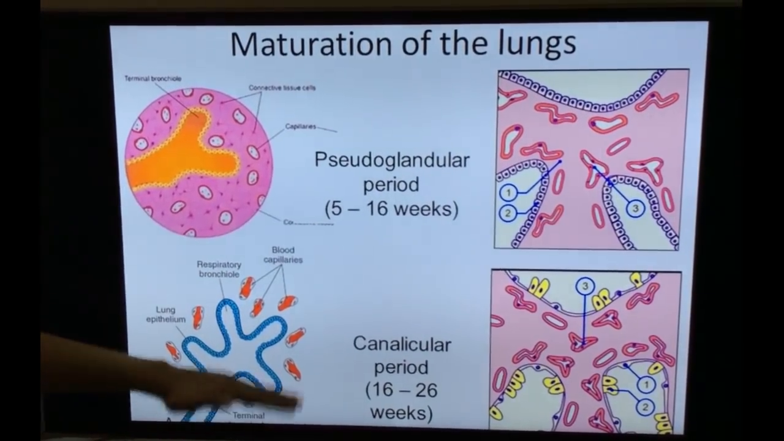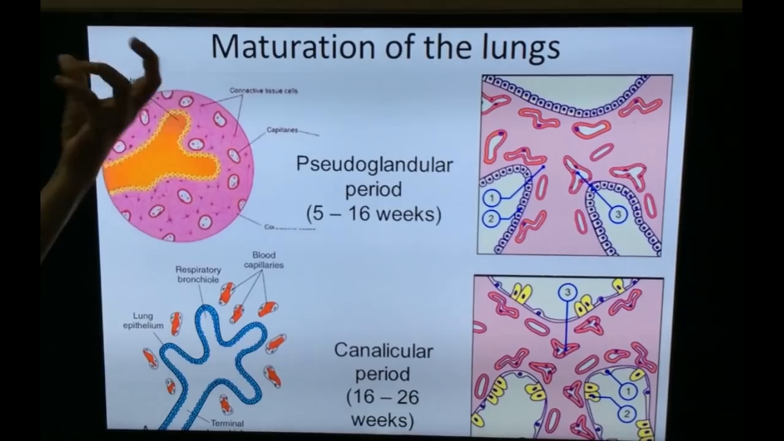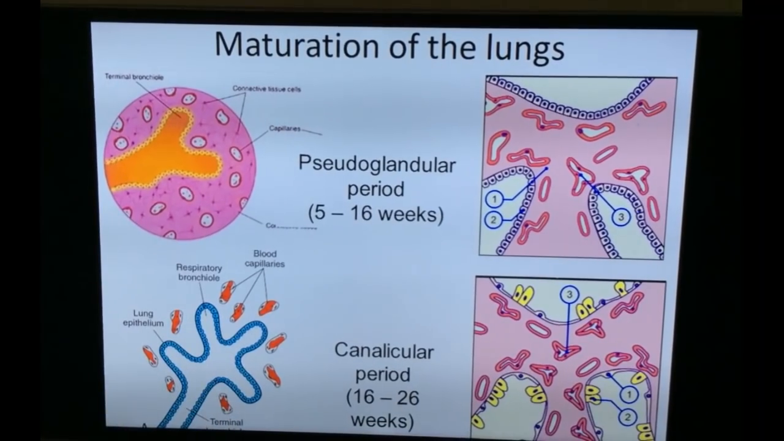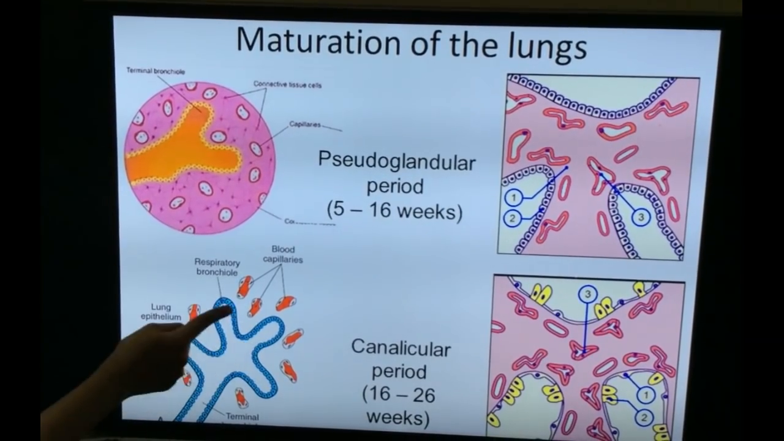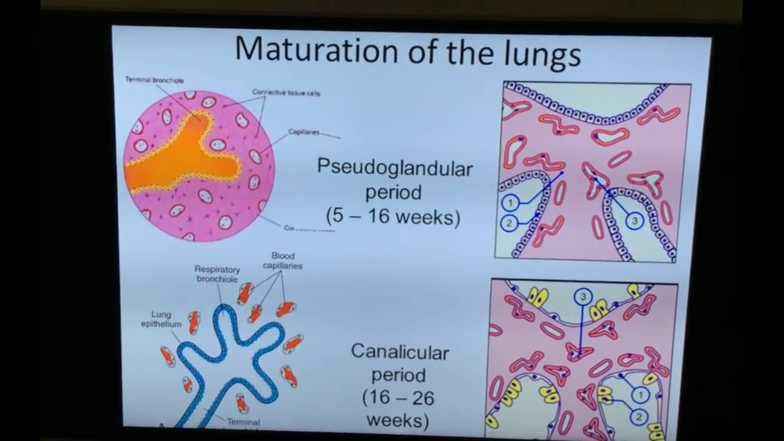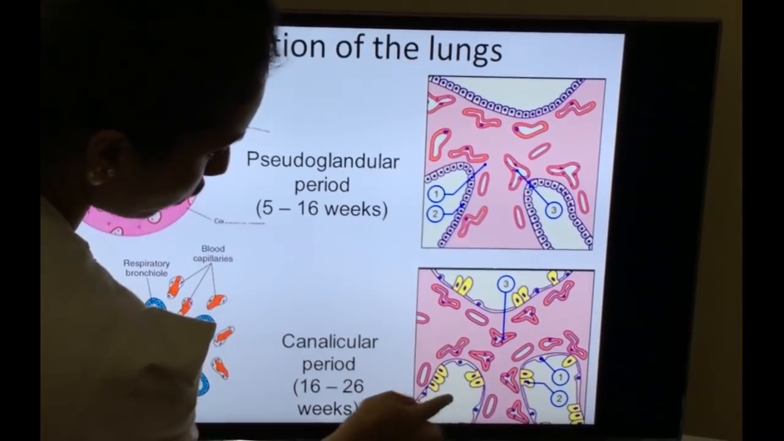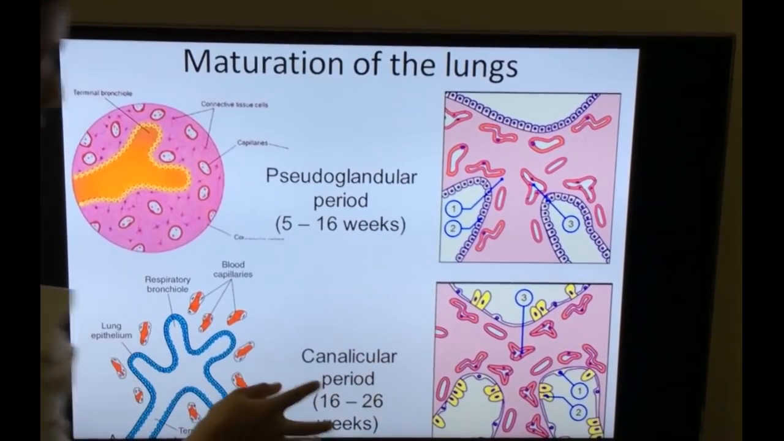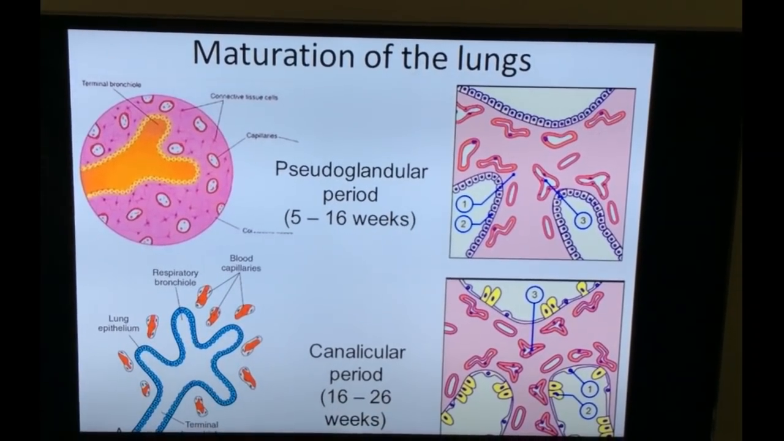The next period is the canalicular period, where the terminal bronchioles which appeared in the previous period will branch to form the respiratory bronchioles. In this period you can notice the formation of respiratory bronchioles, but they don't have any contact or connection to the surrounding blood capillaries. Still they are a little far. So you can see here the formation of respiratory bronchioles, and still there is no contact with the capillaries. This is the canalicular period, between 16 to 26 weeks.